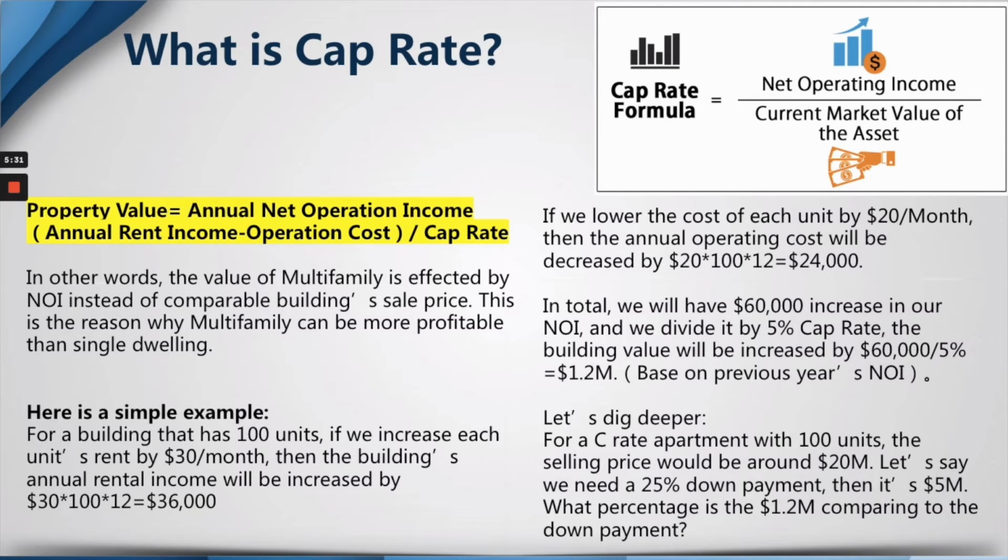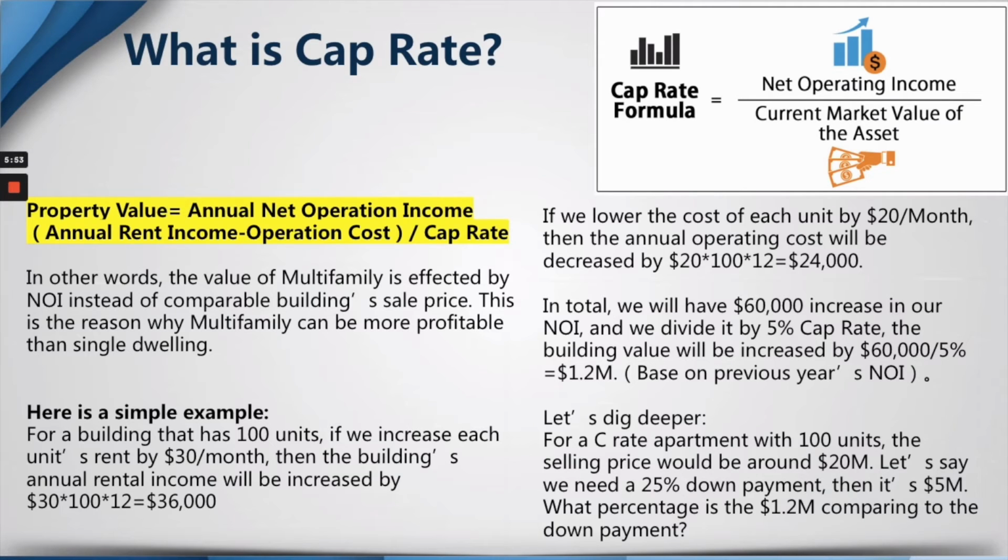Now, I want to dig more into the formula so you can understand the essence of how multifamily works. Here's a simple example. A building has 100 units. If we increase each unit's rent by $30 a month, then the building's annual rental income will be increased by 30 times 100 times 12, which is 36,000, right?